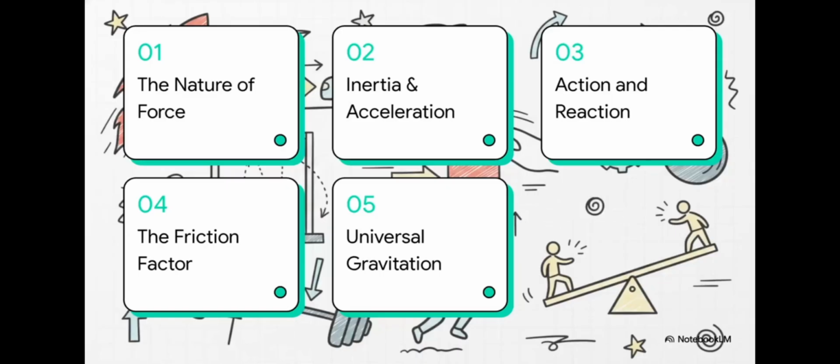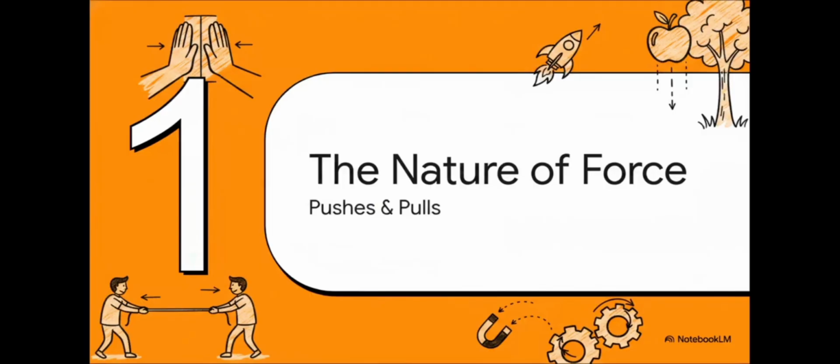Well, here is our roadmap to figure that out. First, we'll look at the nature of force. Second, inertia and acceleration. Third, action and reaction. Fourth, the friction factor. And finally, universal gravitation. All right, let's kick things off with Section 1, the nature of force: pushes, pulls, and physics.